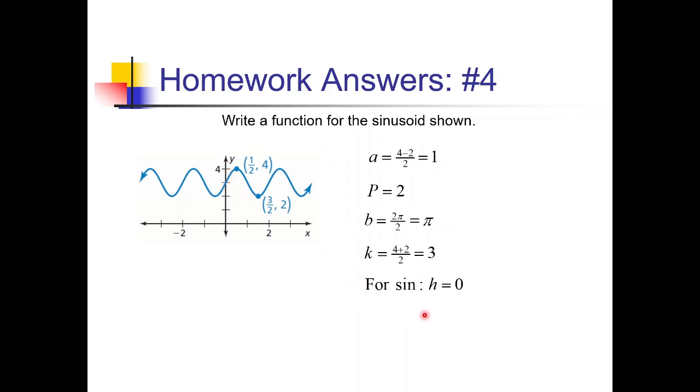And now let me tie all this together. So here's my general form. A sine b x minus h plus k. So we have the a value 1, which we don't have to write. We've got sine of the b value pi. And then we have x minus 0, which we can just write as x, plus the k value of 3.